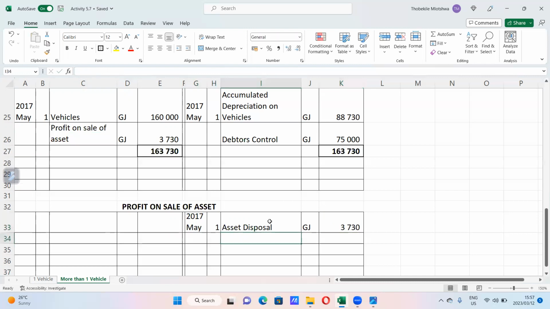3,730. Just remember, if it's a loss, you're going to say loss on sale of asset, and it's going to be a credit here and a debit here. This is a profit. It will go to the statement of comprehensive income under income, other income.